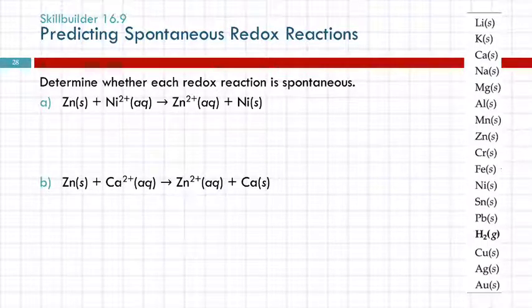So is this reaction spontaneous? Yeah. What if we tried to run the reaction backwards and nickel came to the party by himself and zinc had the girl? Would zinc give the girl up to nickel? No, because he's more macho. He's stronger, he's more attractive, whatever you want to think about it. So this one is spontaneous.